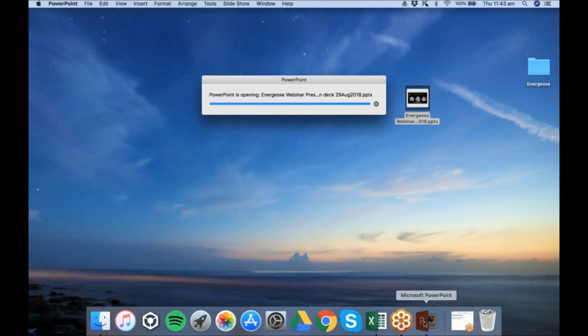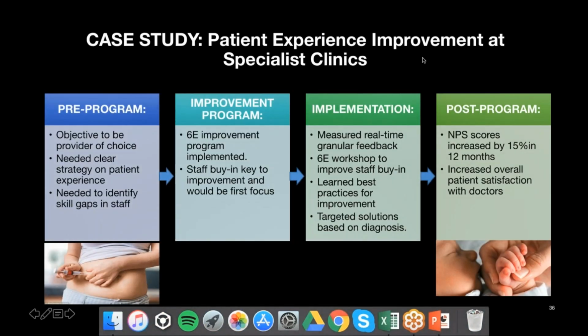I'm going to pull up the next case study that shows you another organization that's done this, where a group of specialist clinics, and these are IVF clinics, were going through this process of translating survey feedback into improvement. And they wanted to see, how do we become the provider of choice in patient experience? And so they identified some real clear skills gaps, but also identified that they needed to attain more buy-in from staff in terms of improving patient experience.